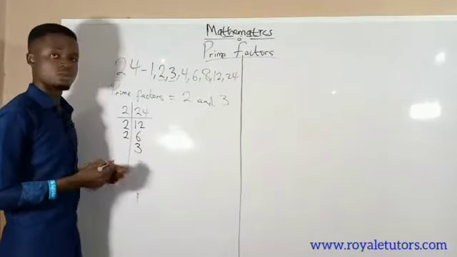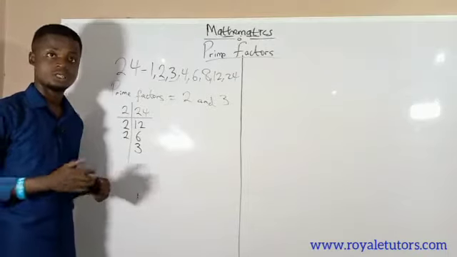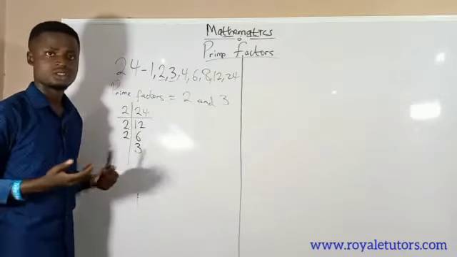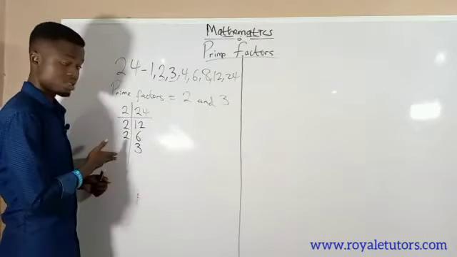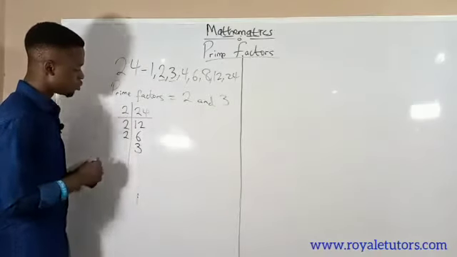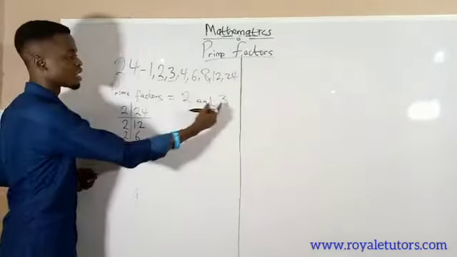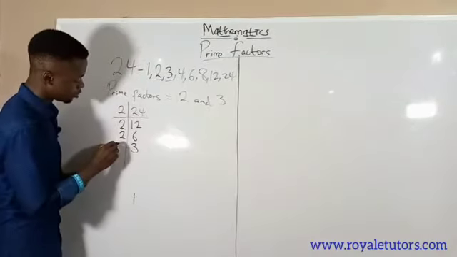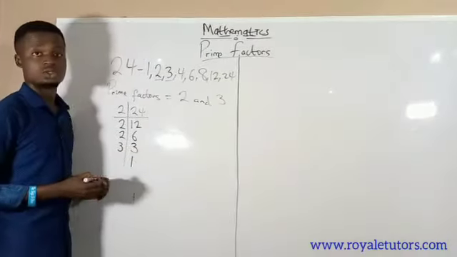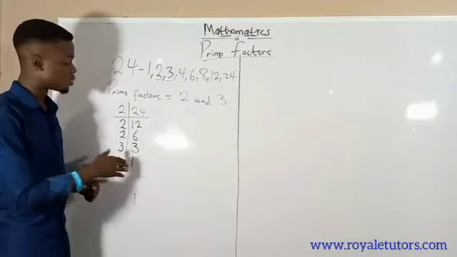Now 3 is not divisible by 2. We already talked about divisibility in one of our previous videos. If you have not seen it, you can also check for it so that you understand what I'm saying clearly. So 3 is not divisible by 2. So we go to the second prime factor, which is 3. So you use 3. The moment you get 1, you stop. Anytime you get 1, you stop.